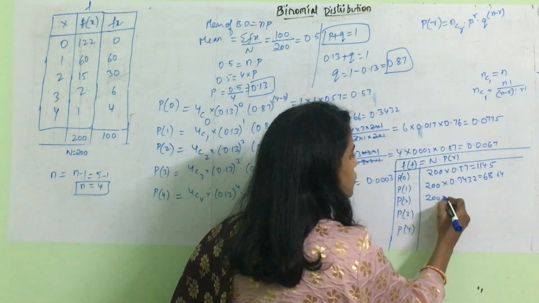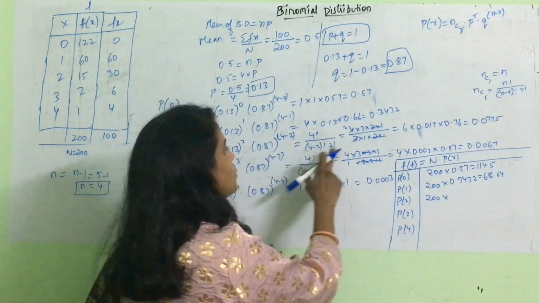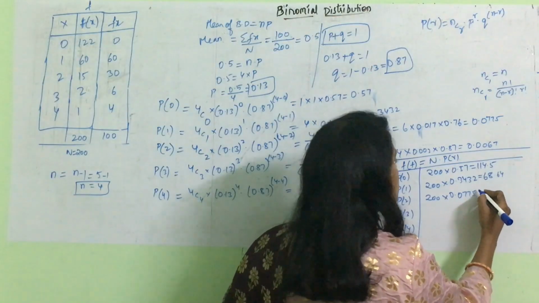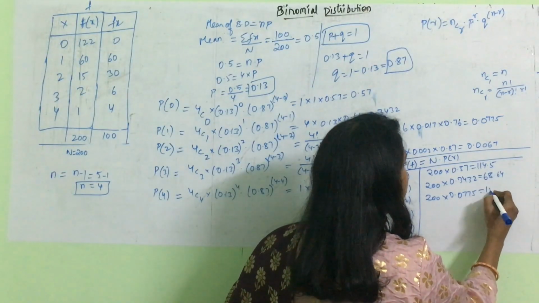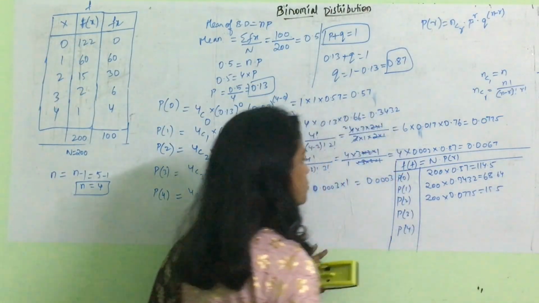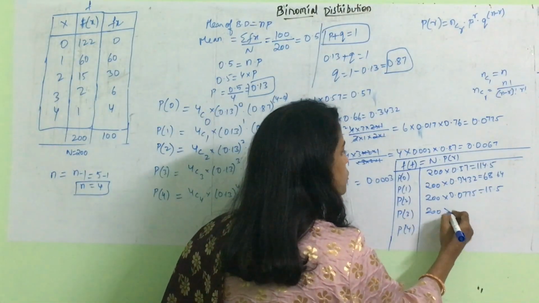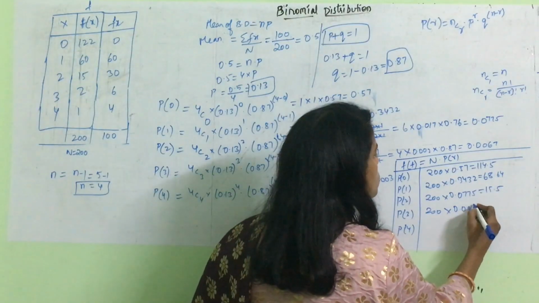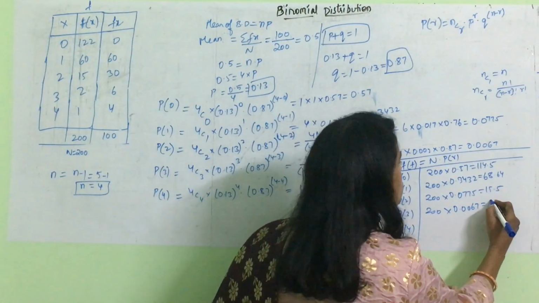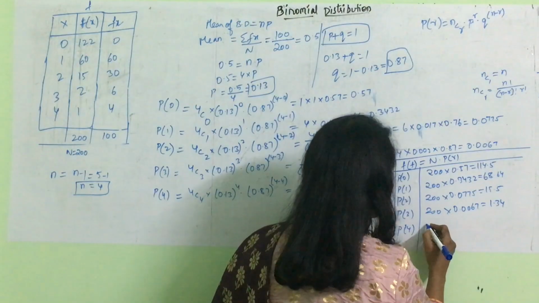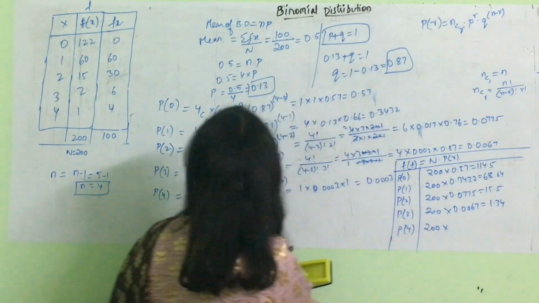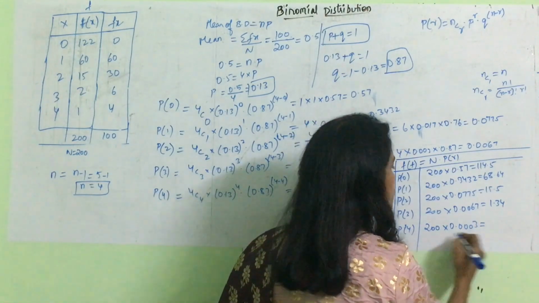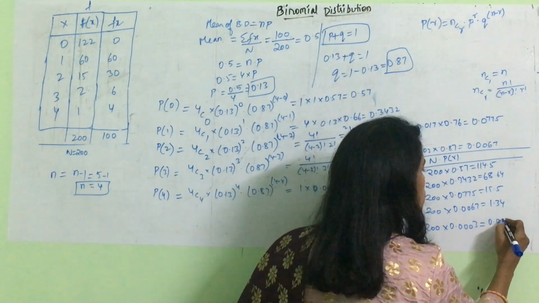Then what is the next value, P(2)? It means 200 into P(2). What is the P(2) value? 0.0775. So the value is 15.5. Next, P(3). So 200 into P(3). What is the P(3) value? We got 0.0067. What is the total value of that? 1.34. Next, 200 into, what is the P(4) value we got? That is 0.0003. The total value is 0.06.